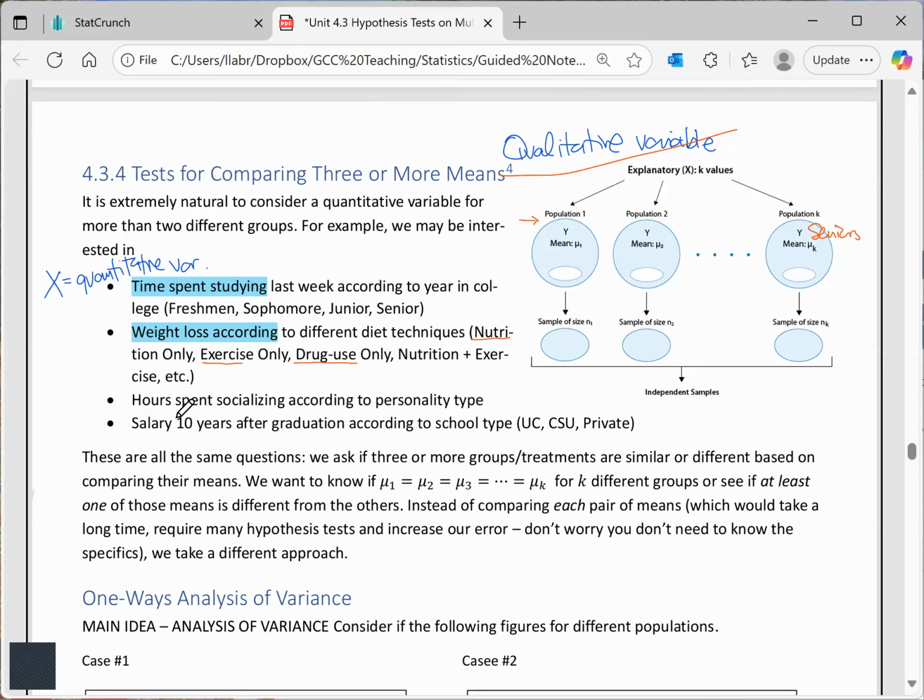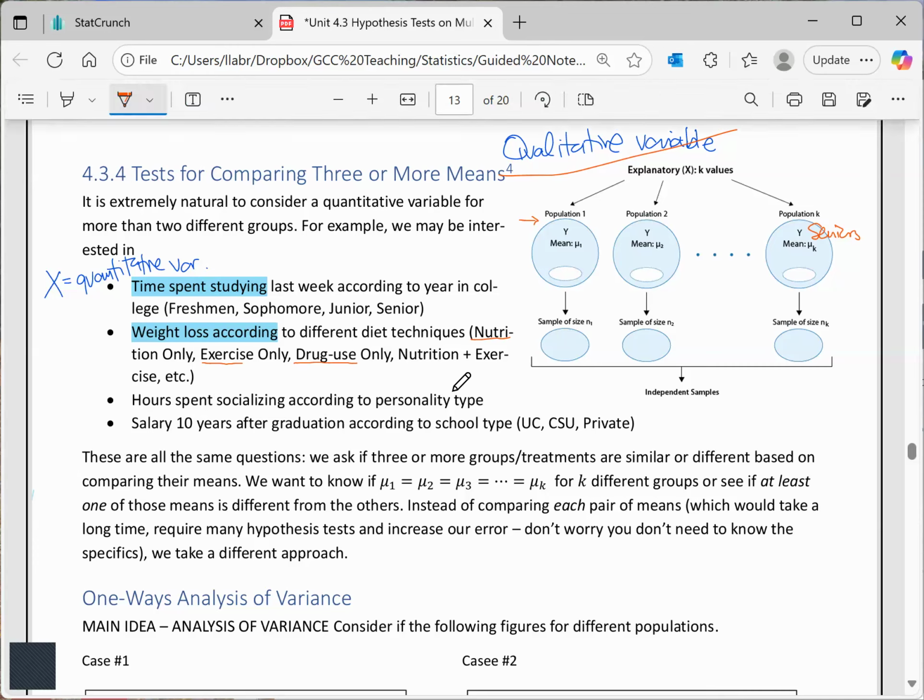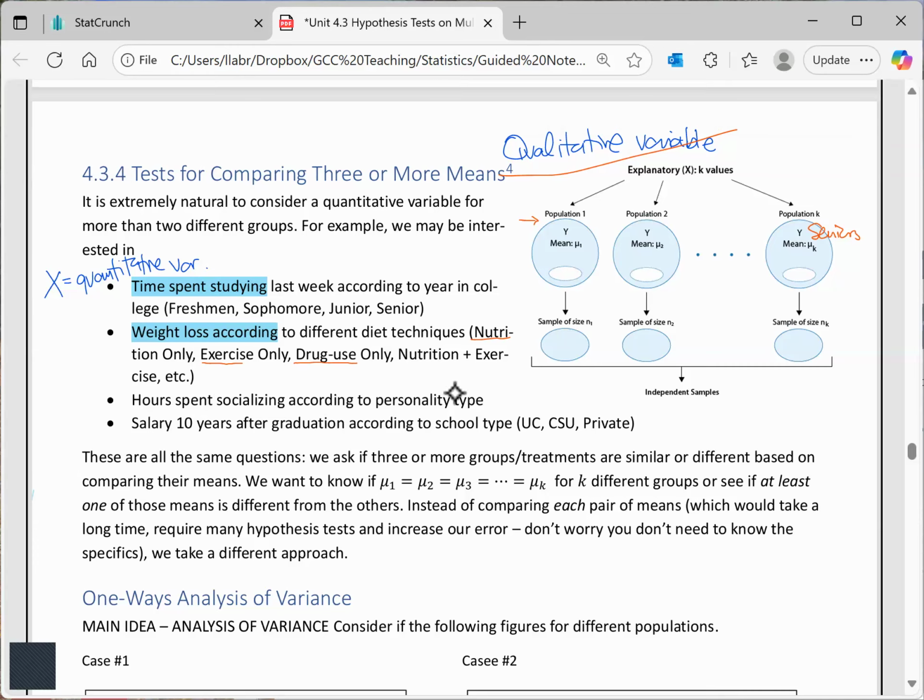Here's another one, hours spent socializing according to personality type. So in this case, the personality type, however you may break those down, would be the qualitative variable that produces the different quote unquote populations. All right, and same thing. So the last one we'll look at is, for example, salary 10 years after graduation. In this case, salary, how much somebody brings in every year, would be the quantitative variable. And of course, we're interested in comparing these three or more groups.